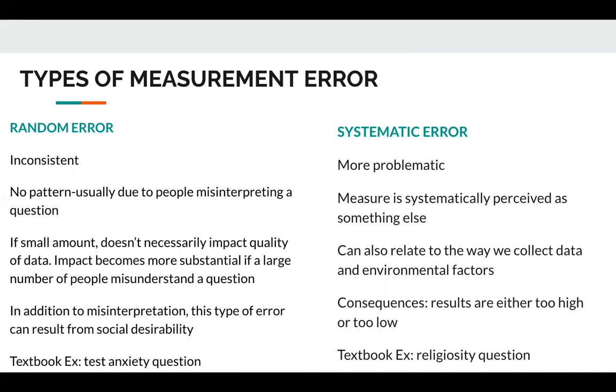So this occurs when a measure is systematically perceived as something else, meaning you operationalized it badly. The fact is that it's being systematically perceived differently than you hoped. The example your textbook gave was the religiosity question. They asked the question, are you religious? And then they asked how often you go to church, and they provided the options: daily, weekly, monthly, on holidays, and never. Well, the problem is a lot of different people can be religious. Not everyone goes to a church, and your book mentions that, right?